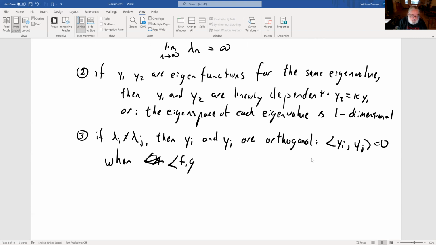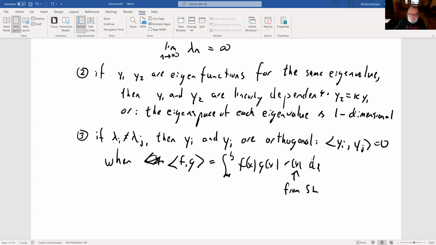Of course, orthogonality requires having an inner product, and the inner product is this. That's from the Sturm-Liouville equation. If you look at the Sturm-Liouville equation, there's an R of x floating around. That has to be positive, and we can make the inner product be equal to that.